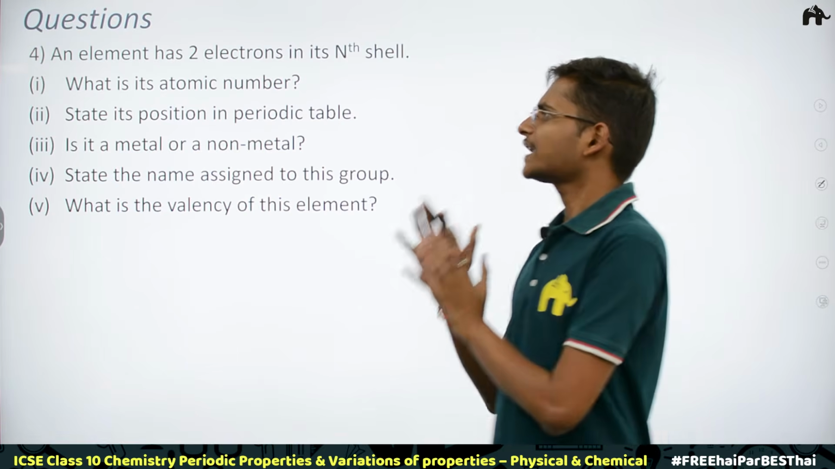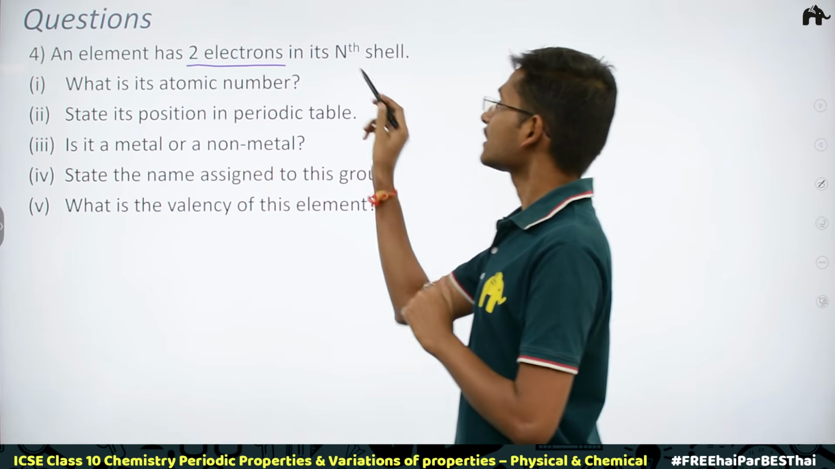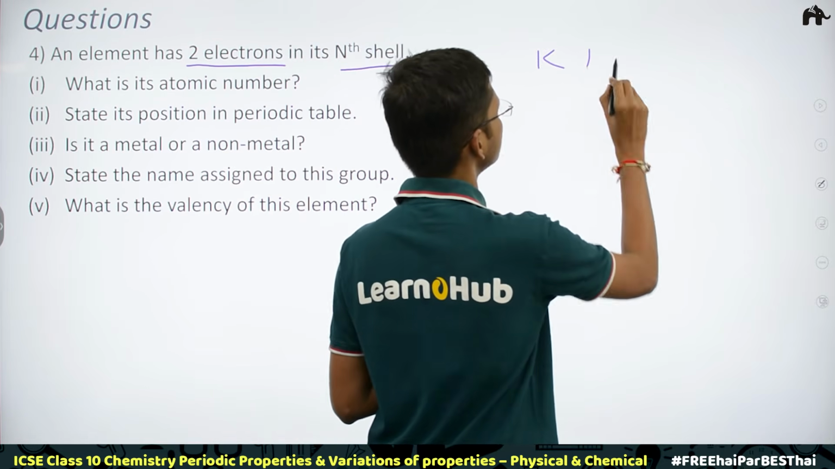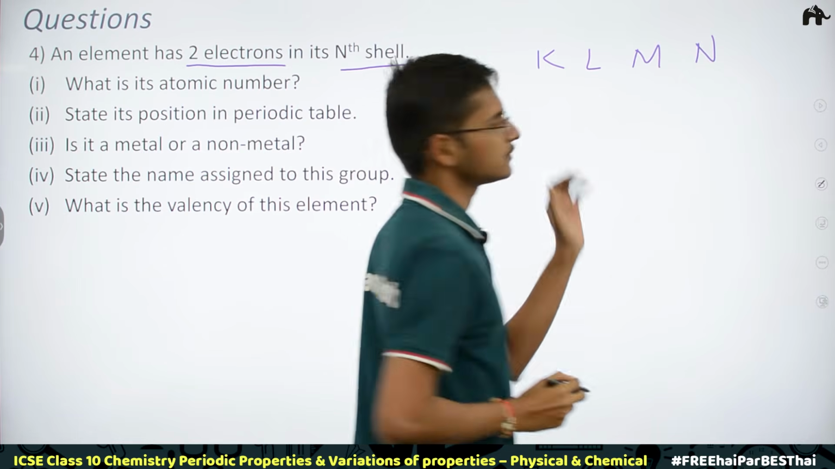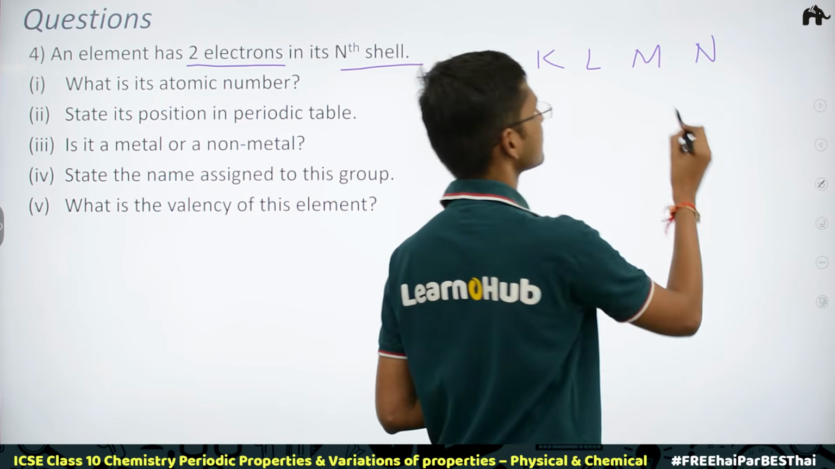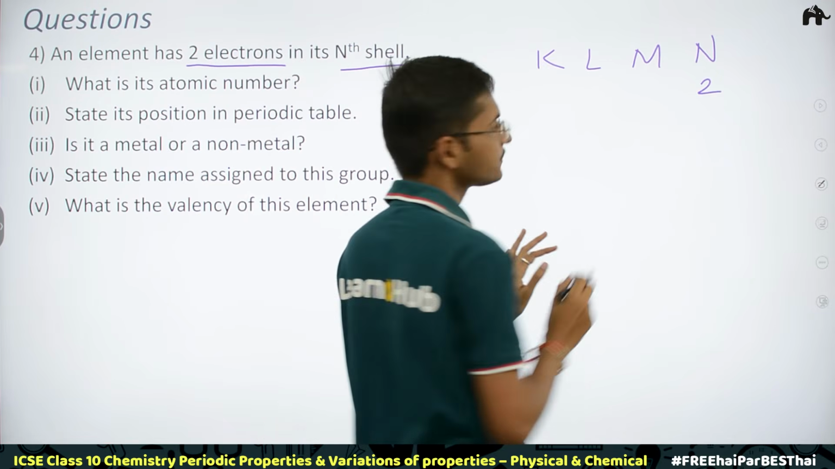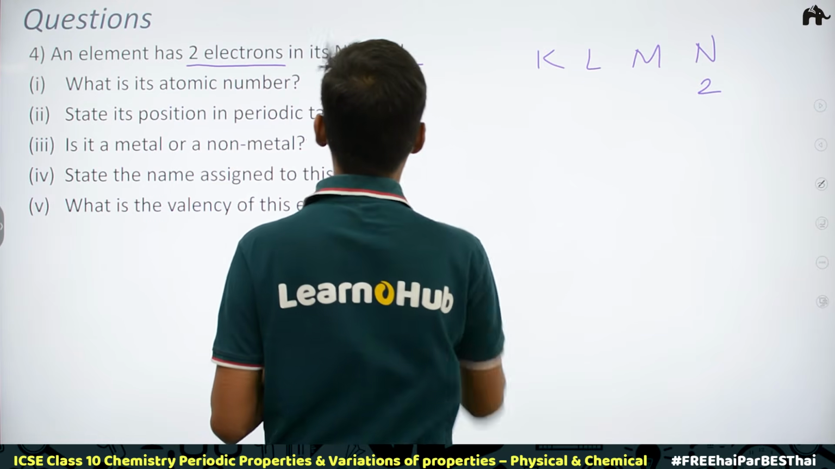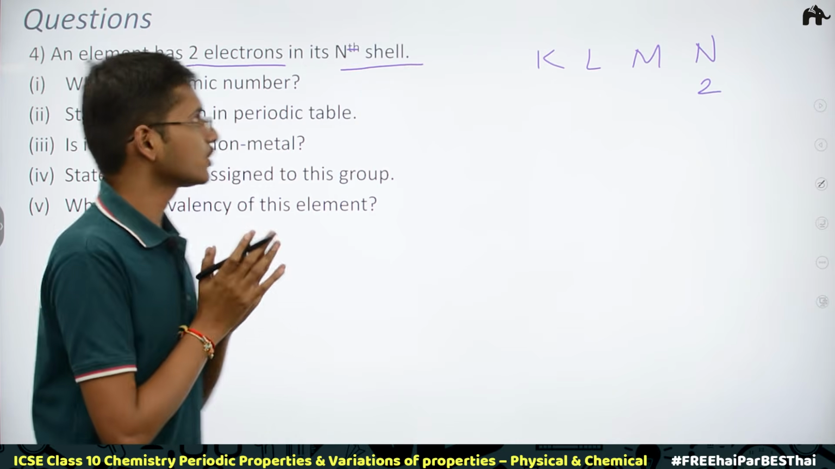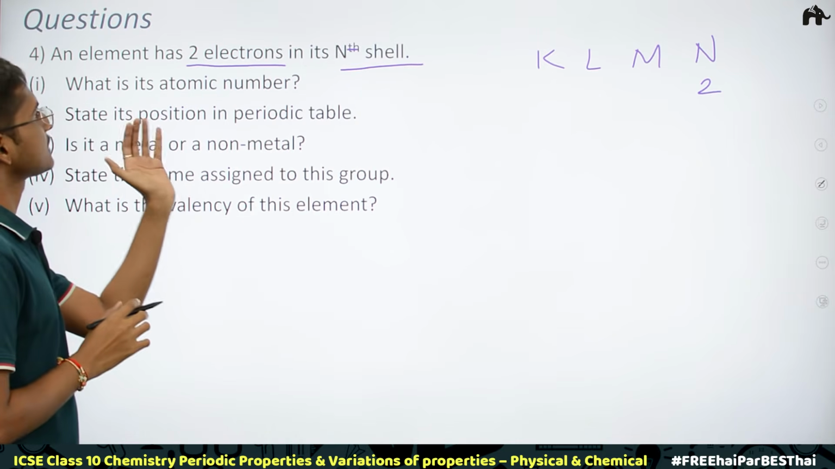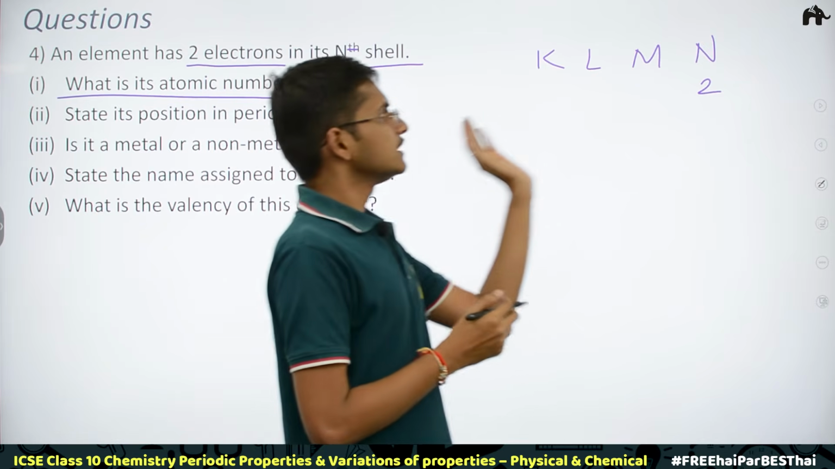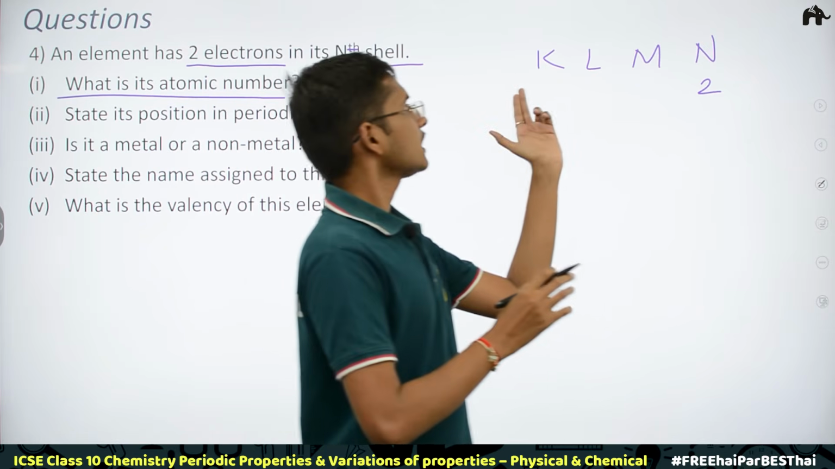Okay, so next one is, an element has 2 electrons in its N shell. We know the electronic configuration pattern. We arrange the electrons in the shells K, L, M, N, O, P, and so on. Now they are saying that the N shell has 2 electrons. Sorry, it's not nth, it's the N shell. Now let's try to figure out which element it is. What they have asked us first is, what is its atomic number? This is our first question. So we have to figure out the atomic number. Now in this case, we will just apply a simple logic. See, there are 4 shells.